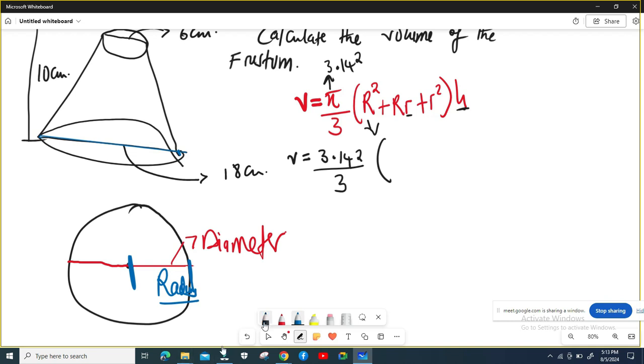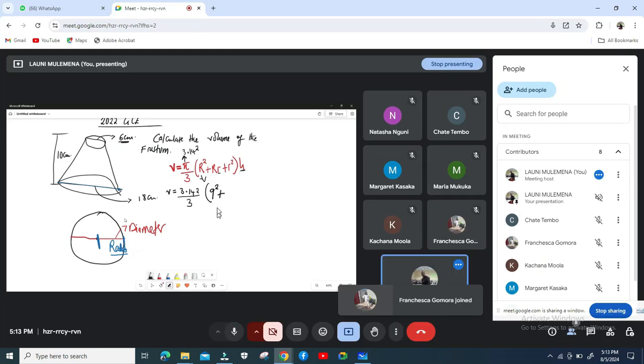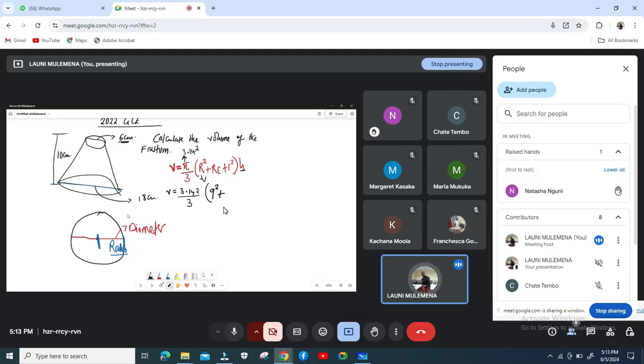Remember, it's 9 squared plus, we go to the small r, which is the radius of the small circle, of which the diameter is 6. If the diameter is 6, what is the radius? Yes, Madam Grace?